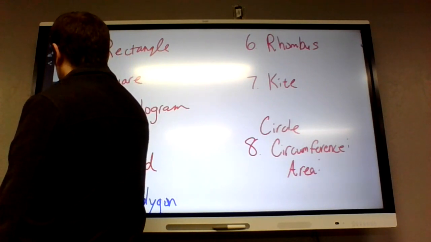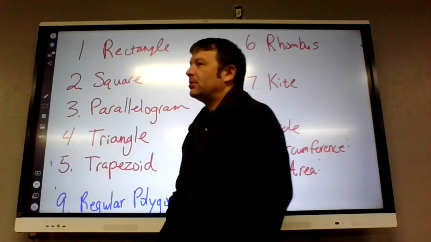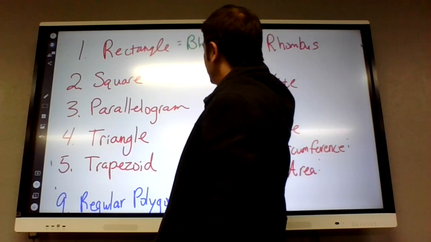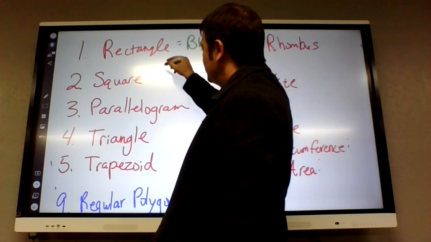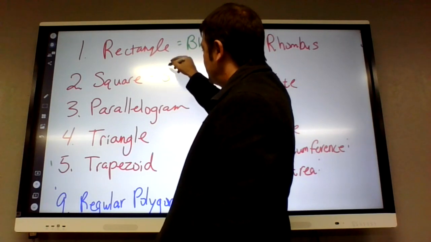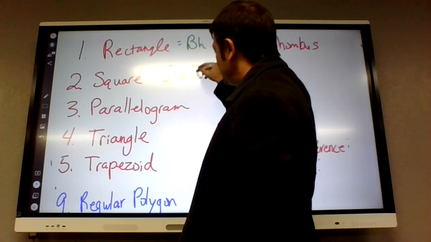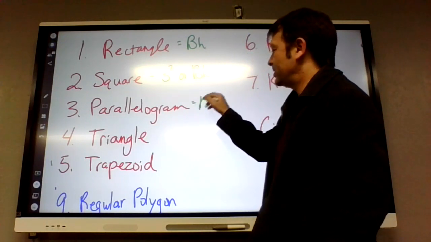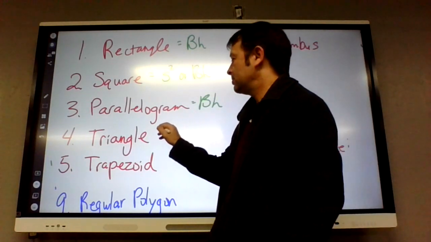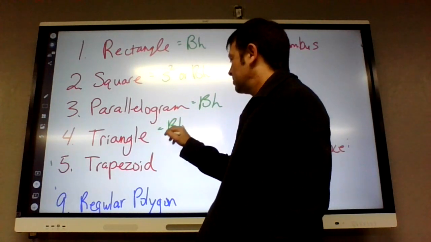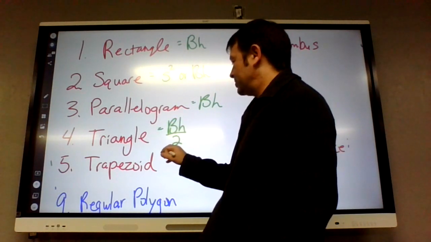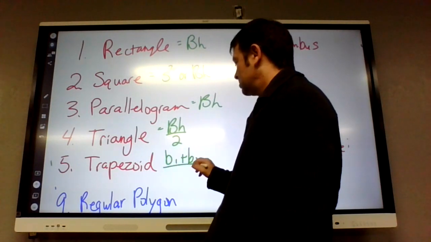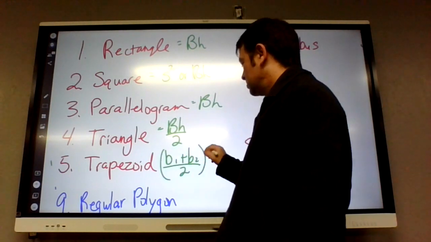I guess we'll go green. What's the area of a rectangle, or how do we find it? Base times height. Square: side squared. Parallelogram: base times height. Triangle: base times height over 2. Trapezoid: base 1 plus base 2 over 2 times height.